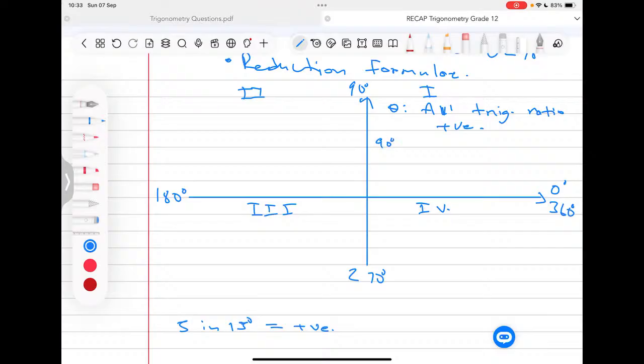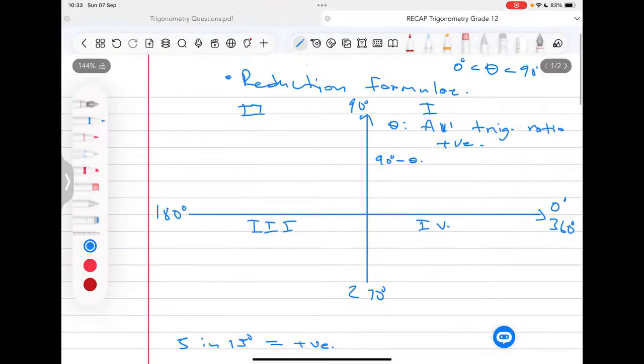Now, another way in which one can define the first quadrant using angles is 90 degrees minus theta. Do you see that if I take this 90 here and I subtract a theta, an angle that is between 0 to 90, I'll get an angle that is less than 90, because I'm taking away a number from 90, which really is between 0 and 90. So I should get an angle that is in that quadrant. So what I'm saying is that if you see a trigonometric ratio that has 90 minus theta, it means that it is in the first quadrant.